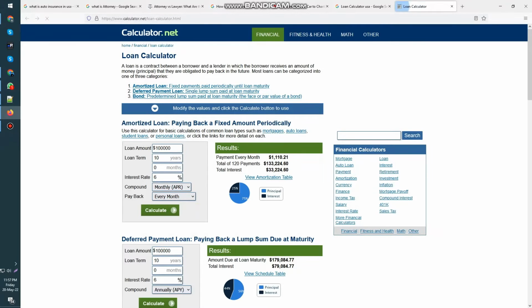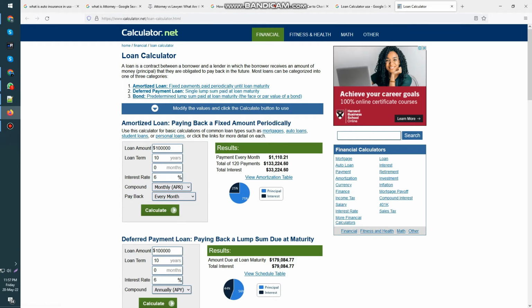I click here. Calculator.net. Loan calculator.